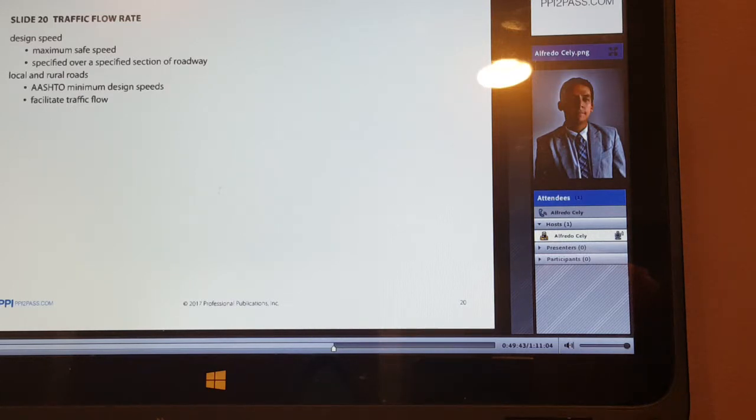Now, we're veering a little bit off topic on the PE exam, but I need to mention this to you. When you're designing a roadway, it's the geometrics of the roadway that will control how fast you can travel on that roadway. It is not the regulatory signs that are on that roadway.